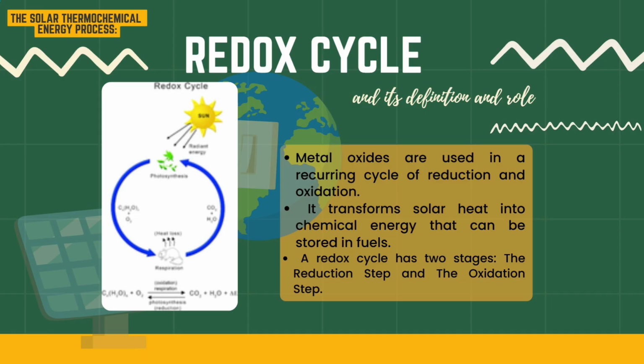So the first process of solar thermochemical energy is the redox cycle. A redox cycle uses a metal oxide in a recurring cycle of reduction and oxidation. It transforms solar heat into chemical energy that can be stored in fuels. A redox cycle has two stages, the reduction step and the oxidation step. It is the repeated chemical reaction cycle. It absorbs solar heat for reduction and releases fuel for oxidation.